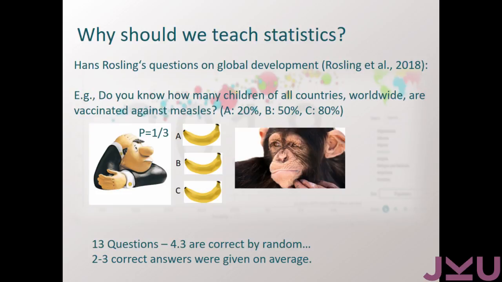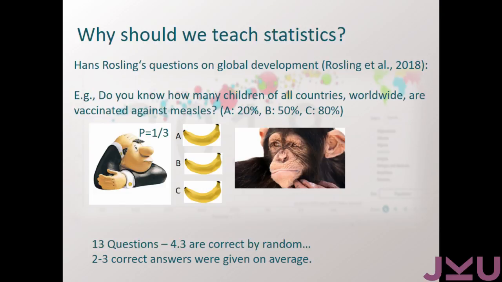But he started in 2000, giving some talks and asking the people questions like, do you know how many children of all countries worldwide are vaccinated against measles? And he gave them 3 options to answer: A, 20%, B, 50%, and C, 80%. So, and he asked this question to thousands of people.